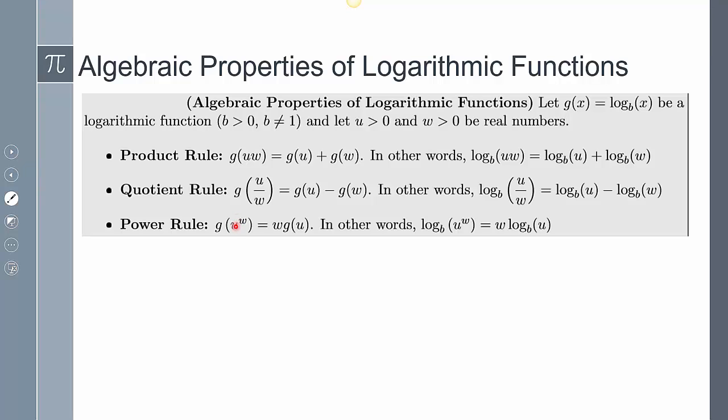And the power rule allows me to take whatever the exponent is and move it to the front of my function, so I would get w times g of u. And so in this instance, log base b of u to the w, I can take that w and move it to the front.